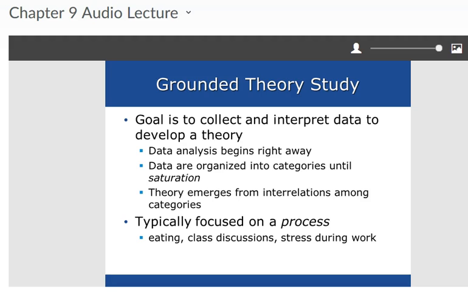Grounded theory is a little bit more in-depth qualitative study. The goal of a grounded theory is literally to develop a theory. So they collect data to begin to identify, again, patterns that emerge in order to explain a given phenomenon of interest, a behavior of interest. Data analysis begins immediately.